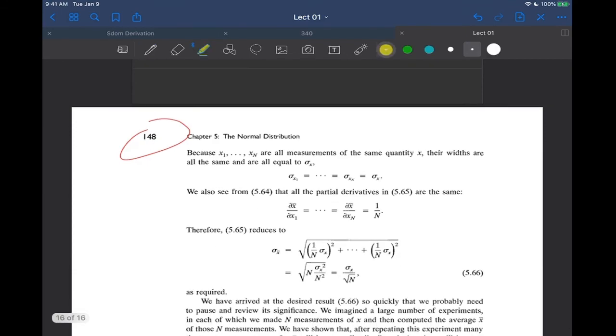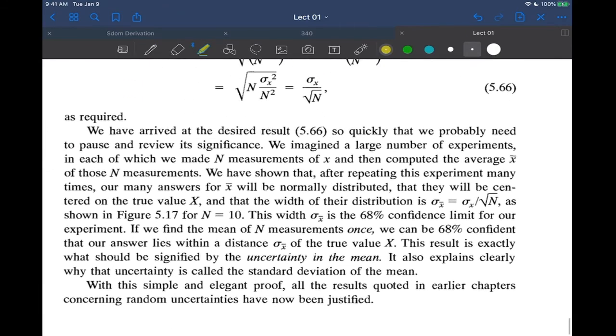It goes like this. We have arrived at the desired result, which is this one right here that I just showed you. We should pause and review its significance. We imagine a large number of experiments. In each we made n measurements of x and computed the average of those n measurements. Be careful when he refers to the word experiments here. It isn't like you have to go on different days. It's just when you repeat your measurement over and over, like you keep dropping the ball into the sand, or you keep choosing a different wavelength for your Planck's constant, or whatever you're doing. So it isn't necessarily different days of the experiment, although they can be.